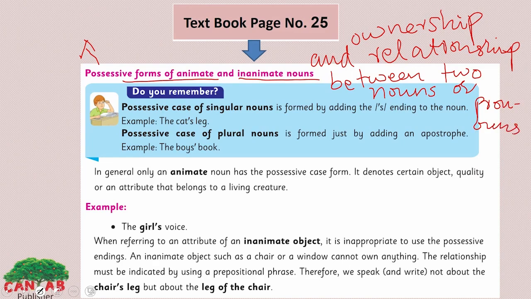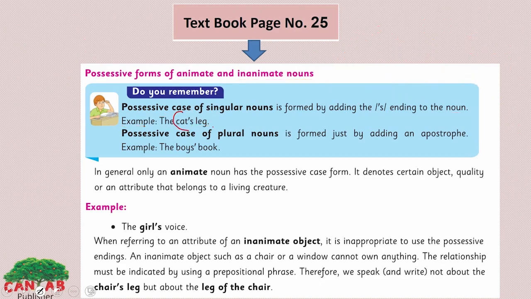Do you remember the possessive case of a singular noun is formed by adding the s ending to the noun? Look at here. The cat is singular here, and how will we show the possession of the cat's leg? The leg belongs to the cat. We have two nouns here, so it shows the relationship between the cat and the leg. Cat is a noun and leg is also a noun.